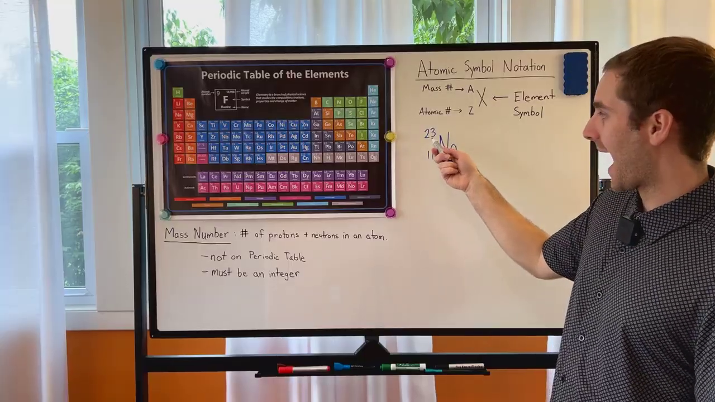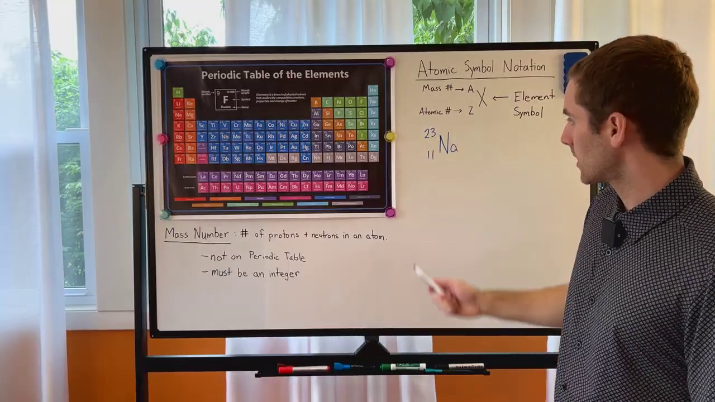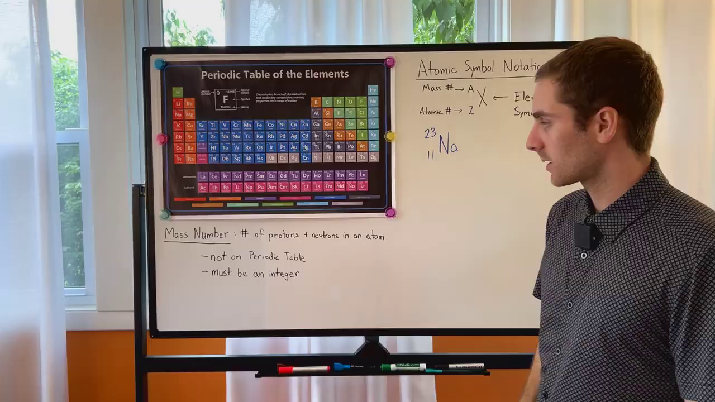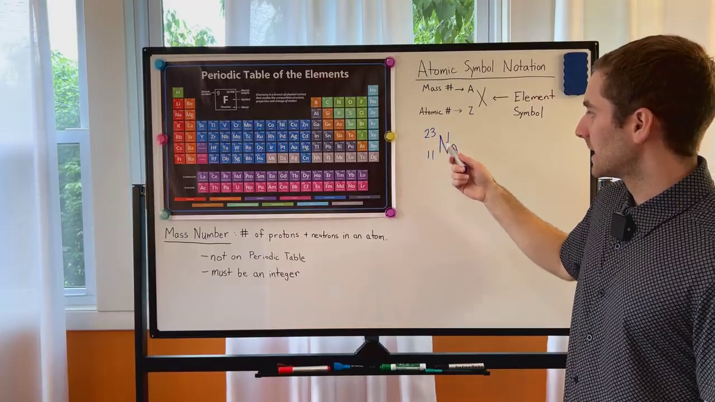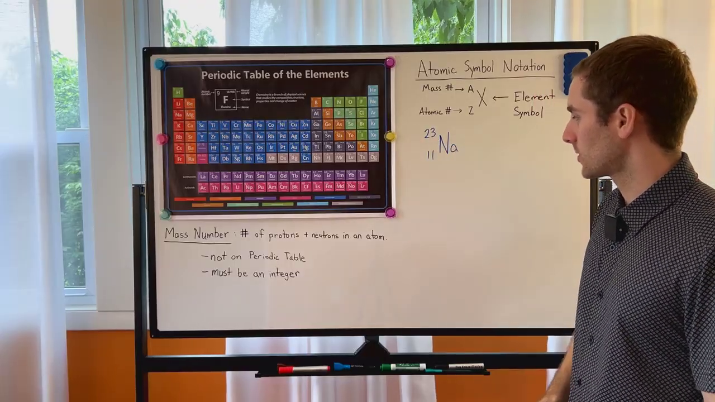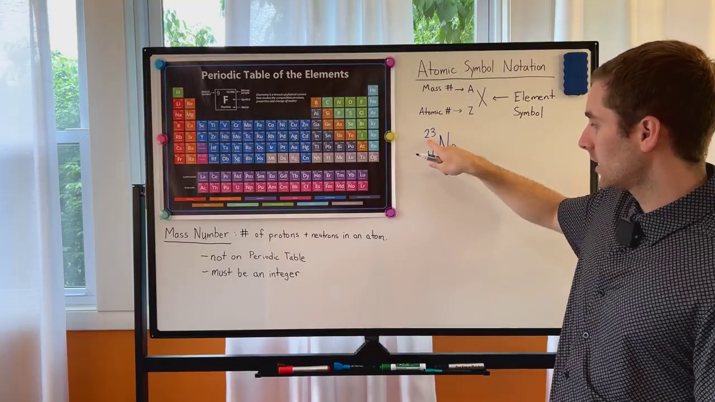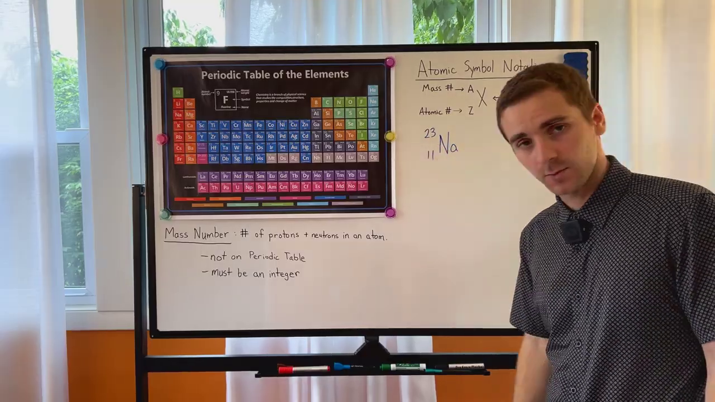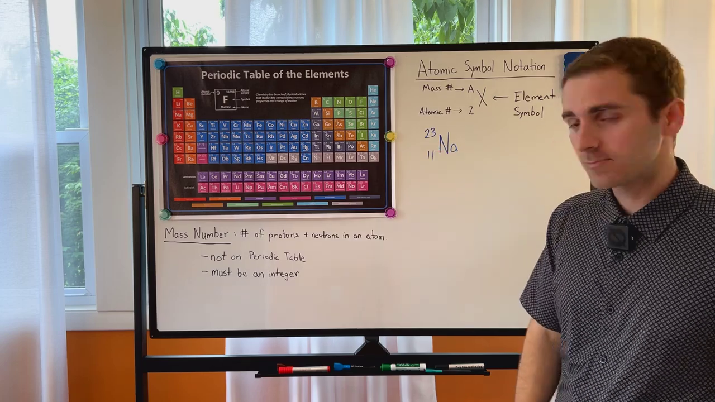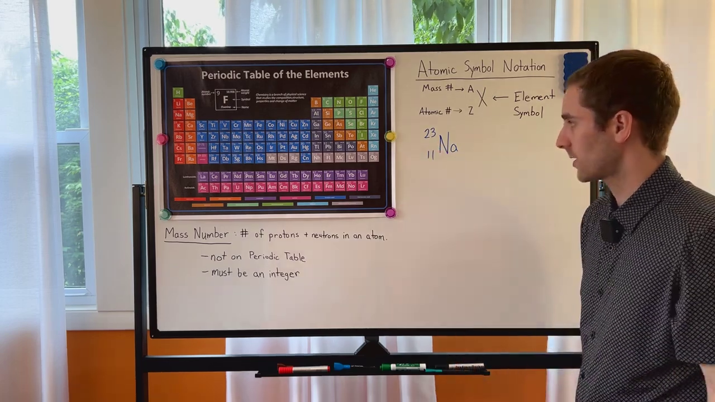Now this would not have to be 23, because again, mass number is not on the periodic table, and so it doesn't link to the same element 100% of the time. Sodium does not have to have a mass number of 23. A mass number of 23 does not have to be sodium, but in this case it is. So we could do some things with this.